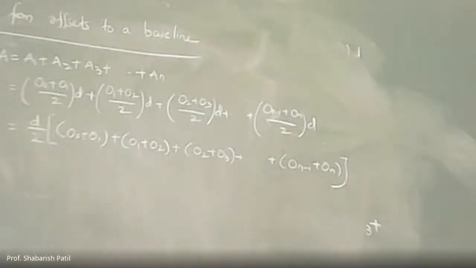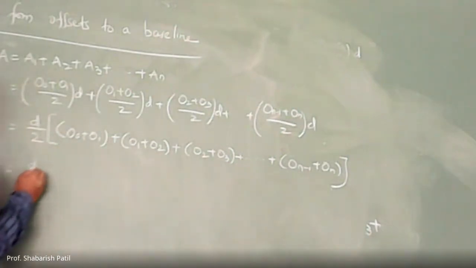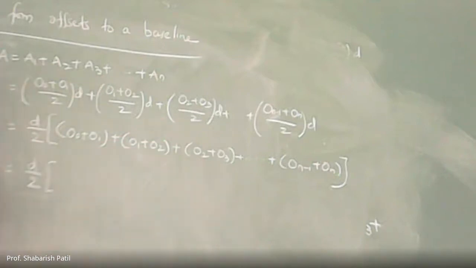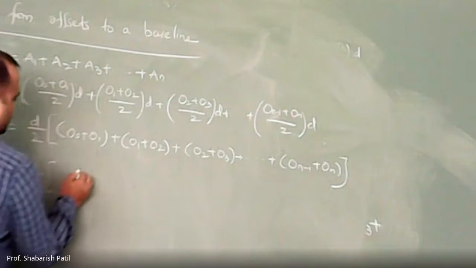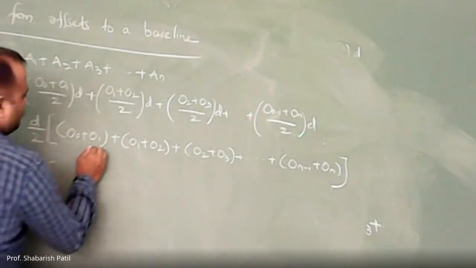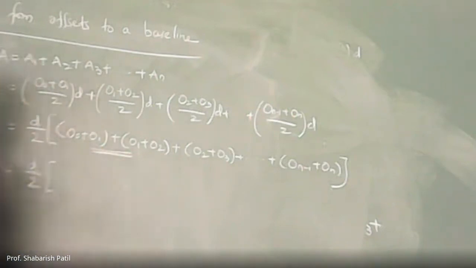Okay. Can I further simplify this expression? Please check. What I do is I'll just remove the inside brackets. Then what do I find? Just look at this. I have two O1s. Can you identify them in this expression?